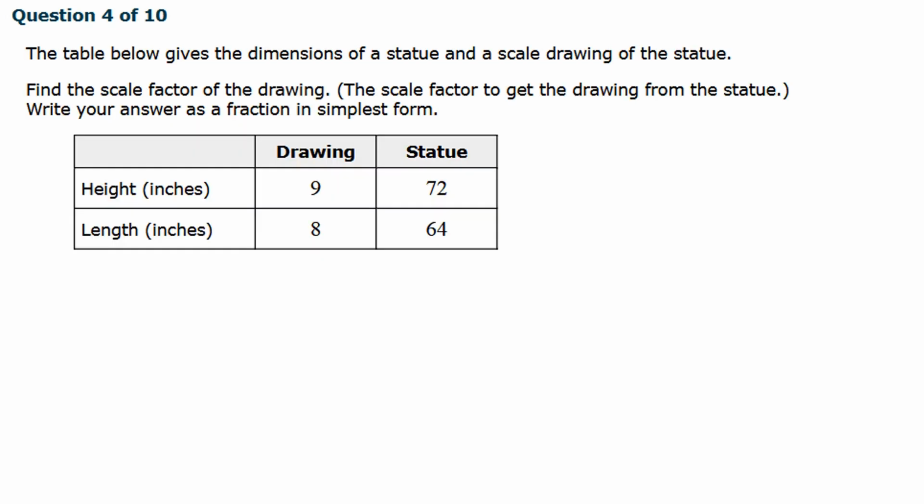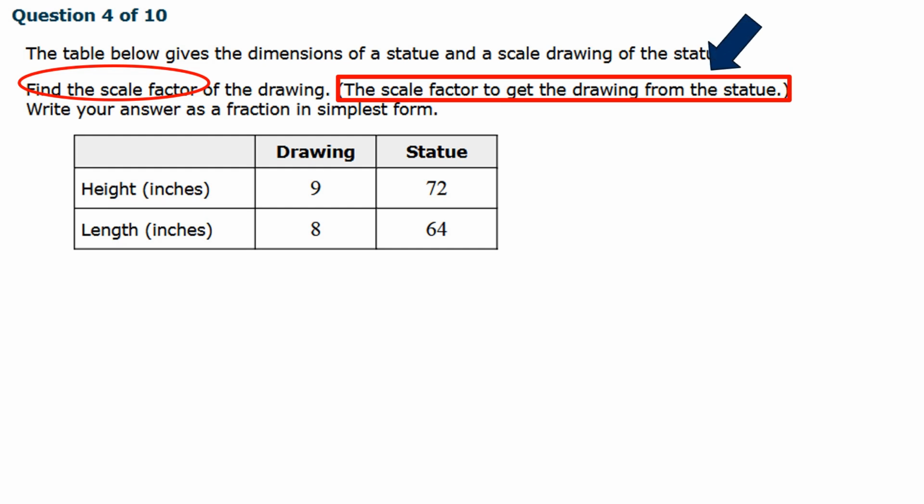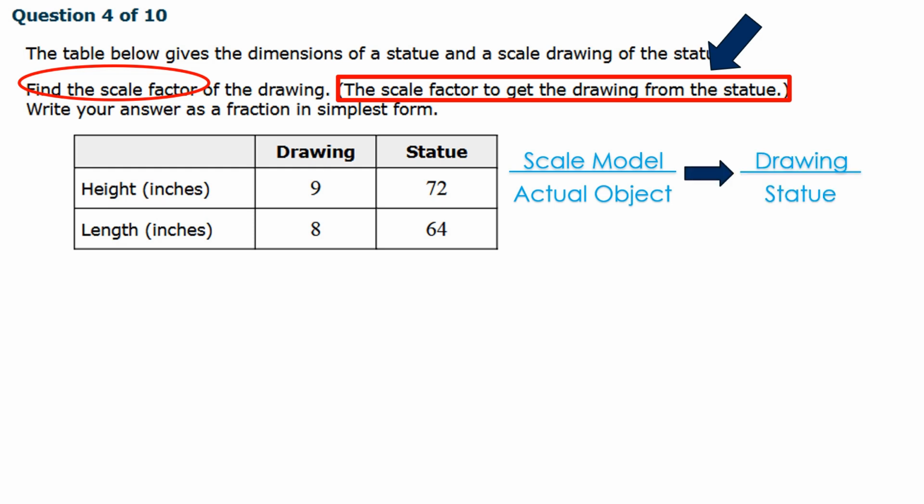Question number 4. The table below gives us the dimensions of a statue and the scale drawing of the statue. Find the scale factor of the drawing. The scale factor to get to the drawing from the statue. This is very important. They did not give us the scale factor this time. So we have to remember what we learned right at the very beginning, that the scale model goes over the actual object. In this case means the drawing over the statue.